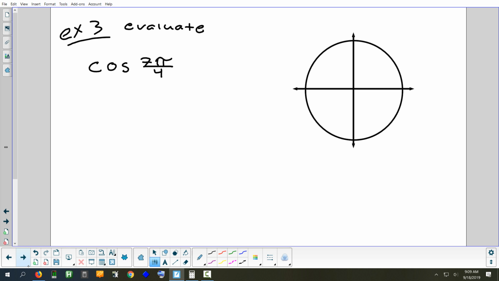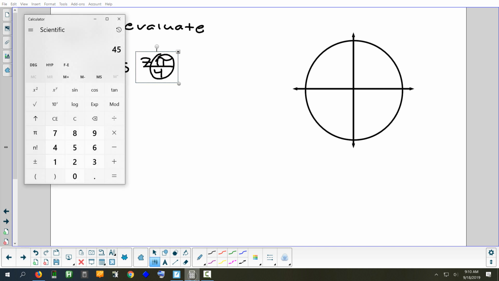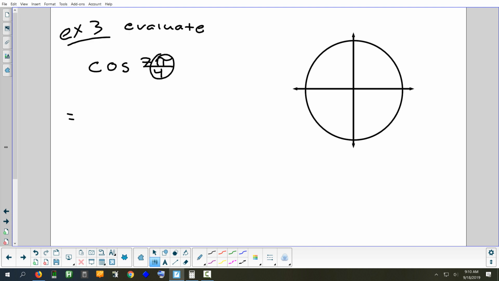Okay, and let's try cosine 7 pi over 4. So kind of a shortcut to convert this one in your head is you've got a pi over 4 right there. How much is pi over 4? 45. So this is really just 45 times 7. Okay, it's pi over 4 times 7. So if you do that out, 45 times 7, that's 315.